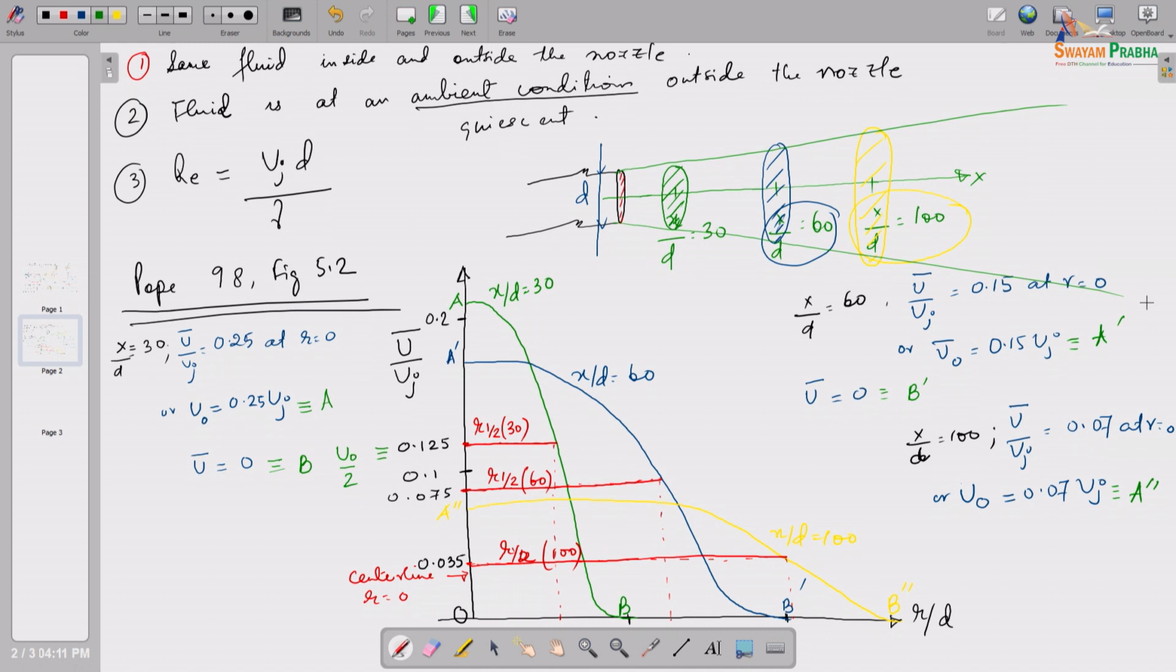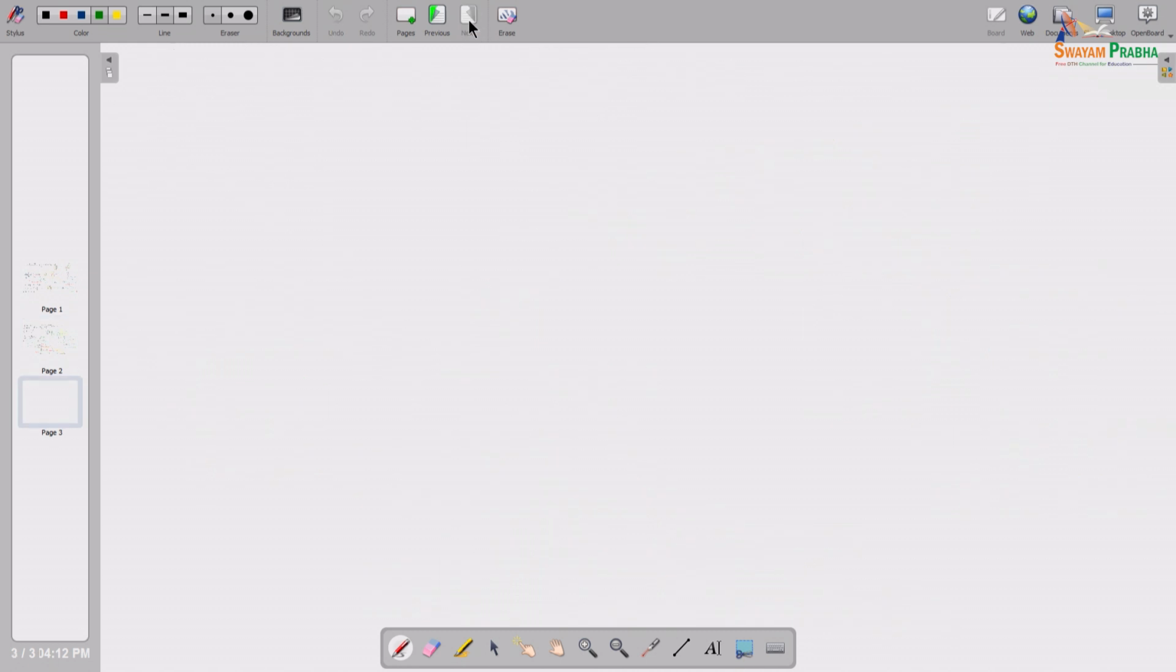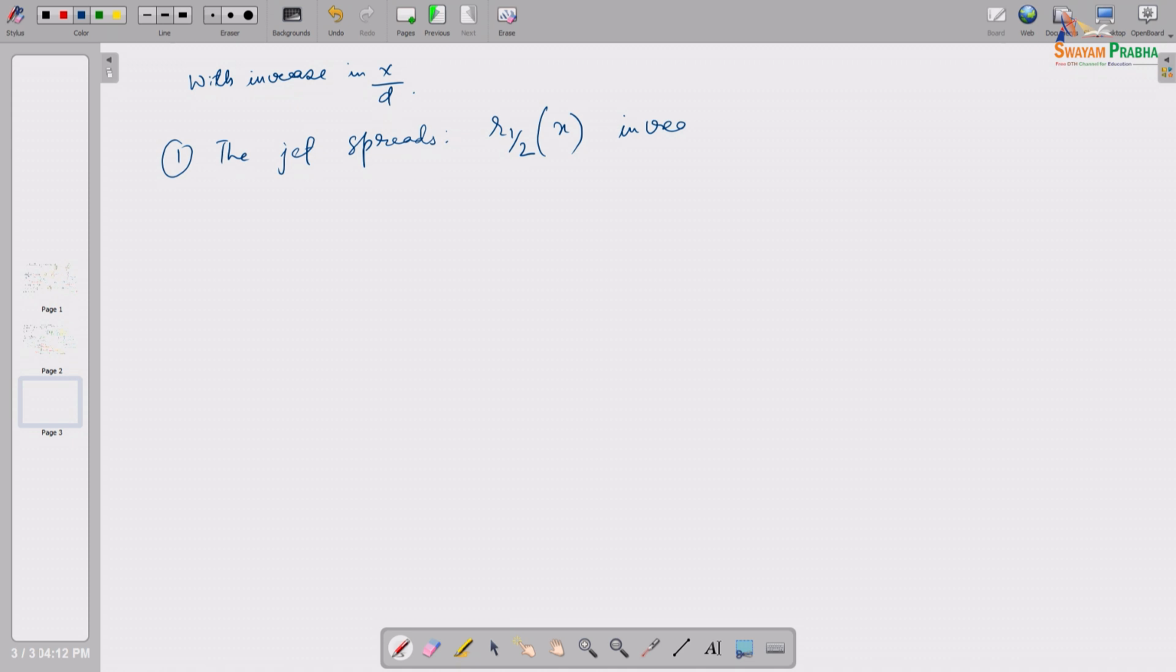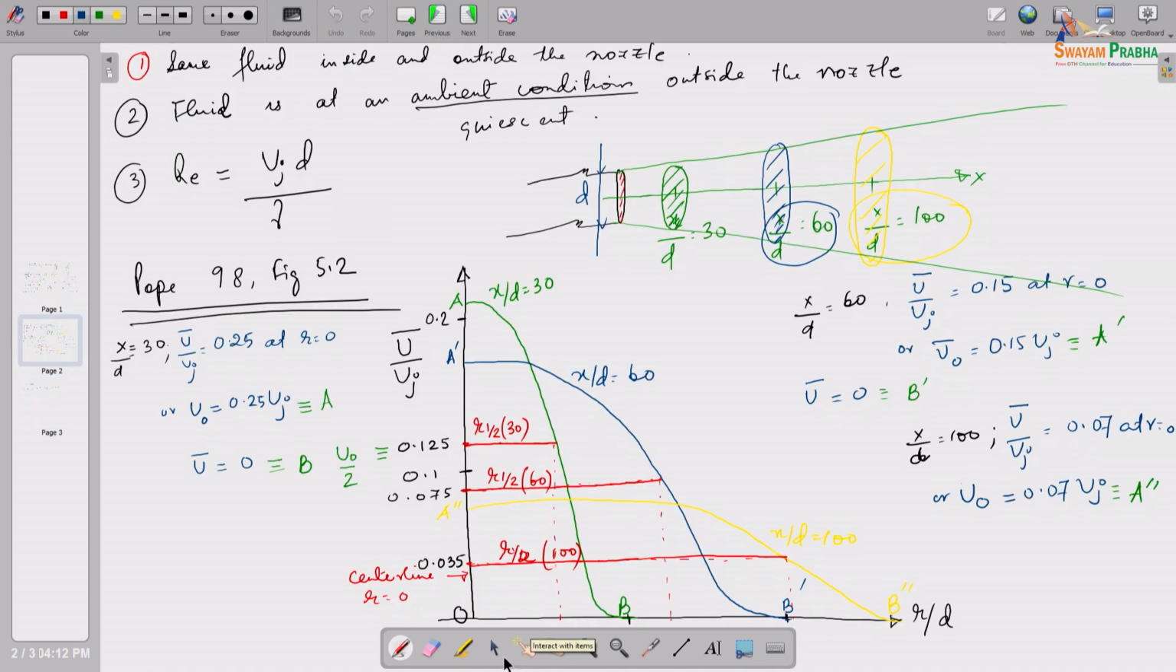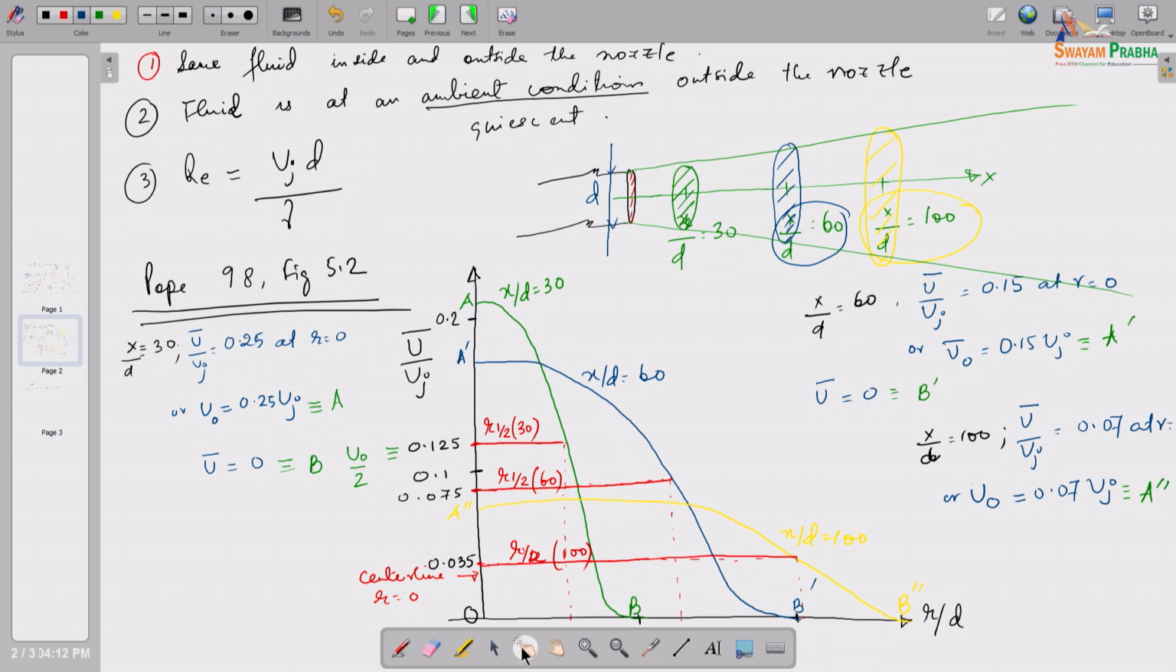As I move along in the direction of x, the jet basically spreads. So, in summary, if I had to write, with increase in x by d, number one, the jet spreads. That is easy to see, right. Why? Because r half increases. You can see here for yourself. If you see here, the r half is basically increasing. Okay. So, r half here increases, you can see the length increases.